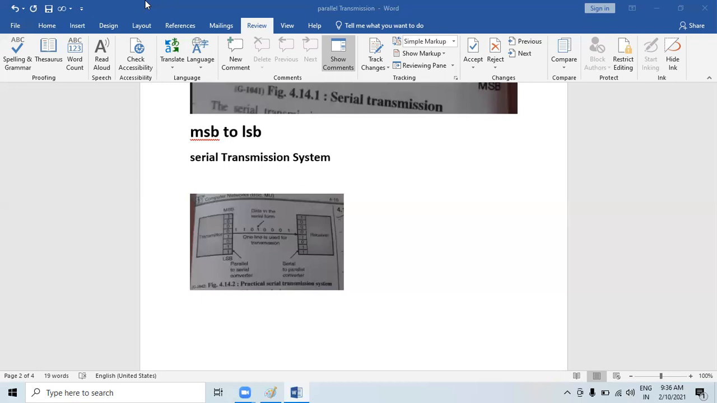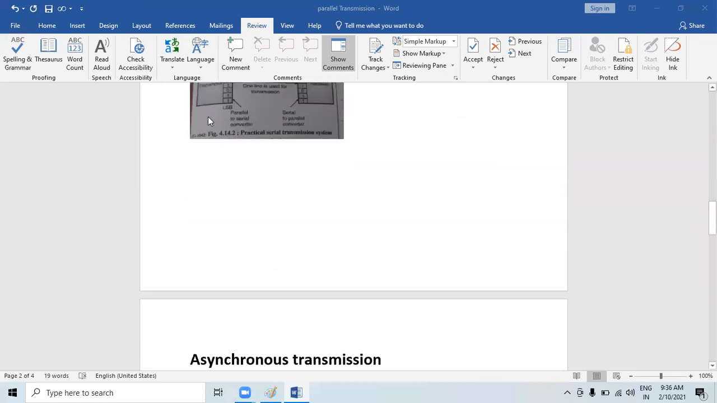Now the types of transmission. There are three types: synchronous data transmission, asynchronous data transmission, and isosynchronous data transmission.